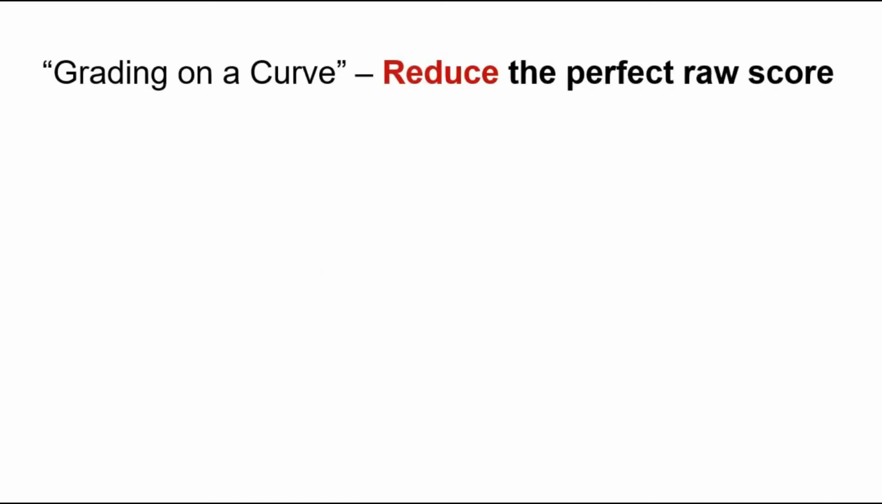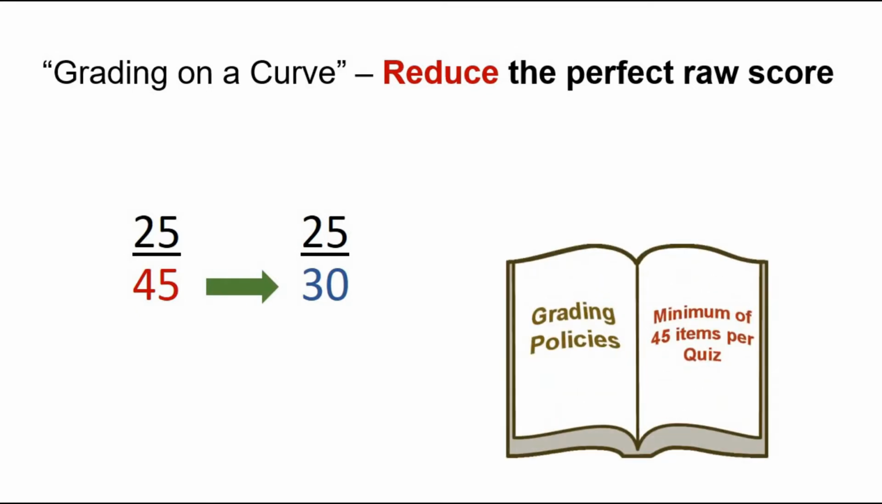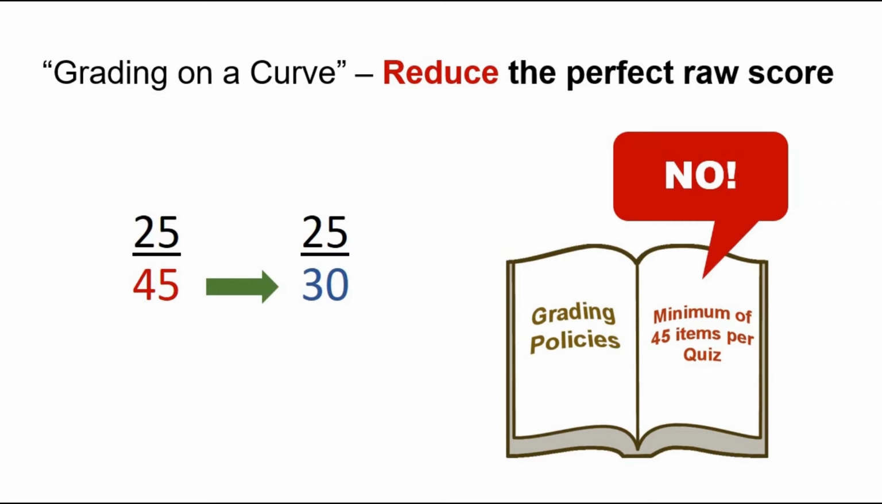Another method that other educators use is one in which the perfect raw score is reduced to make the scores look higher. Unfortunately, for institutions that have policies regarding the minimum amount of items that must be included in the assessments, changing the raw score won't be possible.